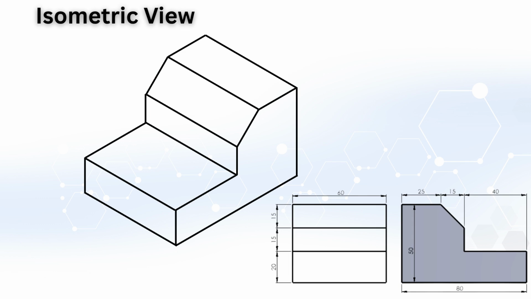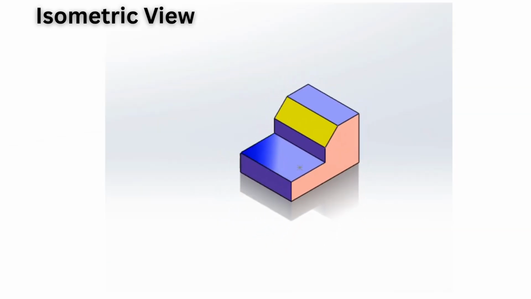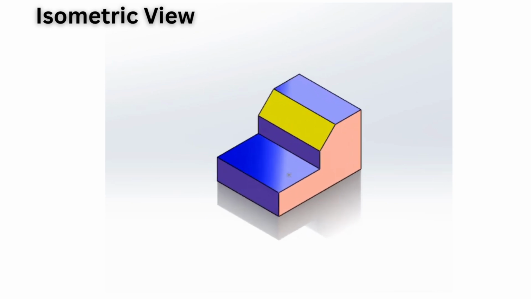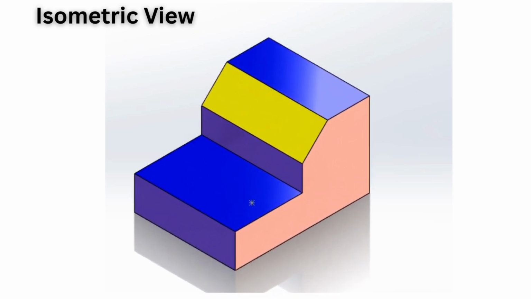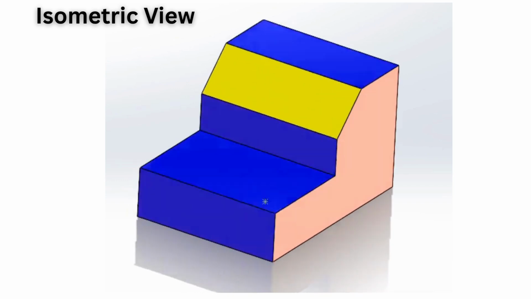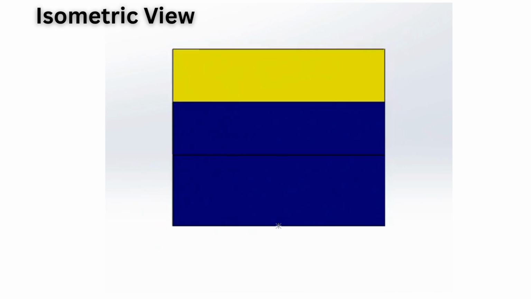Now check the drawing carefully. Vertical edges must remain parallel to the y-axis. Length edges must follow the x-axis direction. Depth edges must follow the z-axis direction. This is the basic rule for creating a clean and accurate isometric drawing.